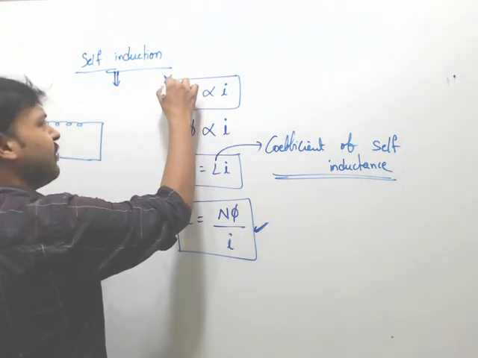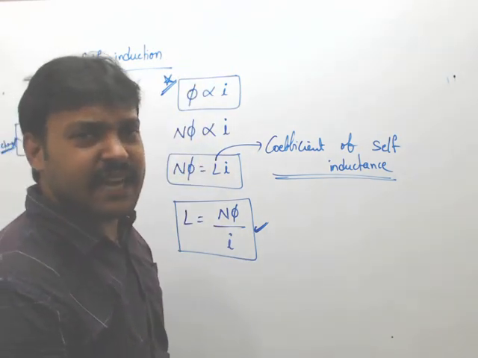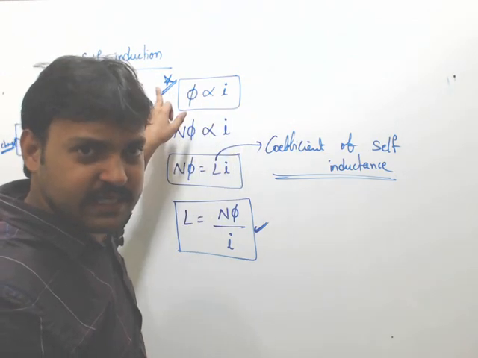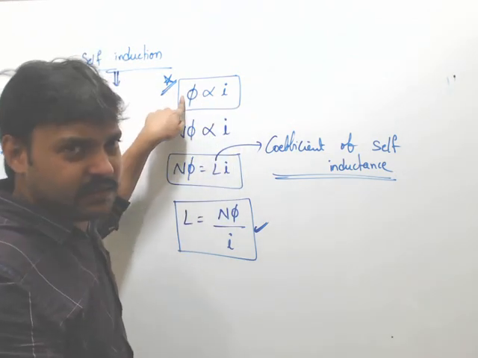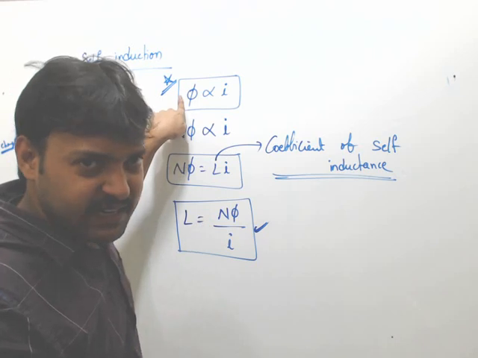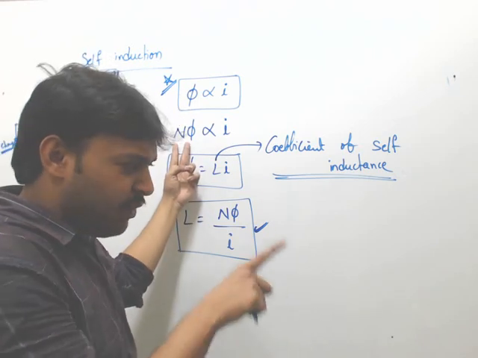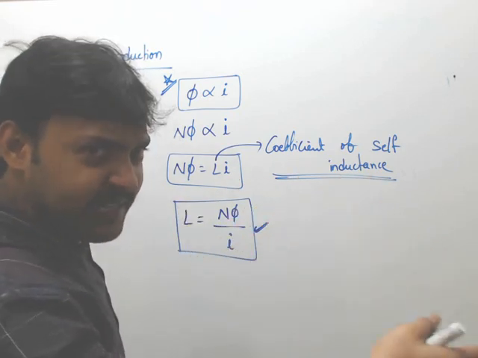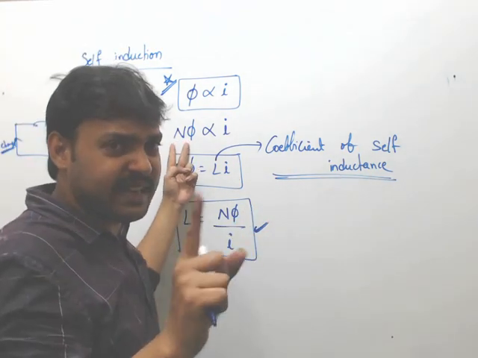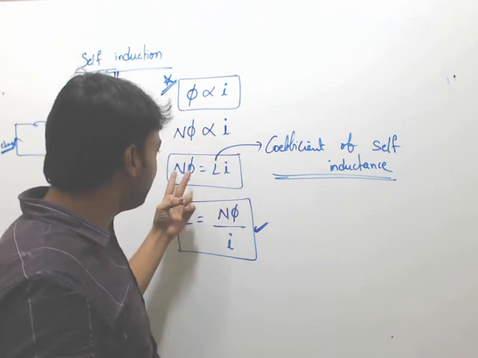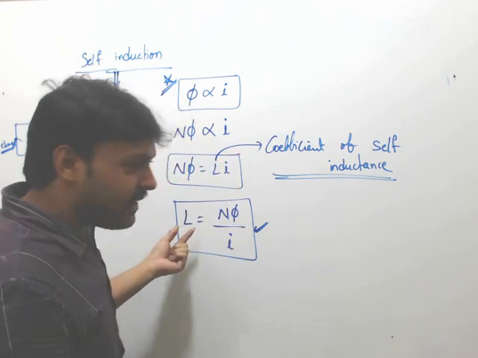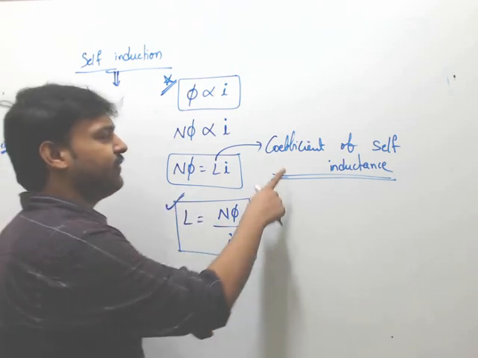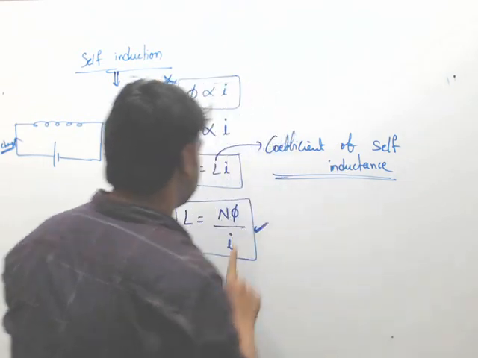So what is the basic principle? The change in flux is directly proportional to the current in the circuit. If the current in the circuit changes, then the flux changes, so the net flux changes. For one coil I have written phi, so why have I written N phi? I didn't consider only one coil here. I considered many turns, N number of turns, so we have to consider the net flux. So N phi is directly proportional to I. N phi equals L I, where L equals N phi by I. This is the formula for the coefficient of self-inductance.